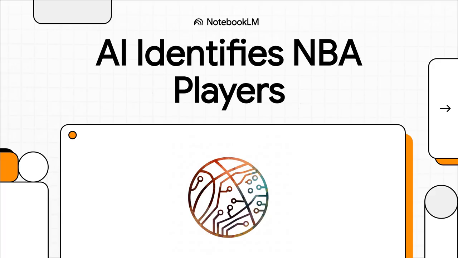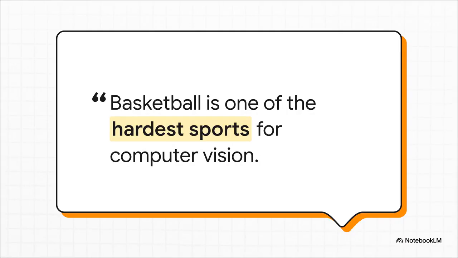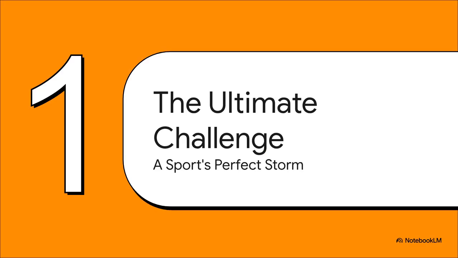pulling it off. And let's just kick things off with this quote because it really sets the stage. The folks who built this thing say that basketball is one of the absolute toughest challenges you can throw at a computer vision system. We're about to find out why, and more importantly, how they cracked the code. So, what makes this the ultimate challenge? Well, it's not just one single thing. It's more like a perfect storm of visual chaos that pushes an AI to its absolute breaking point.